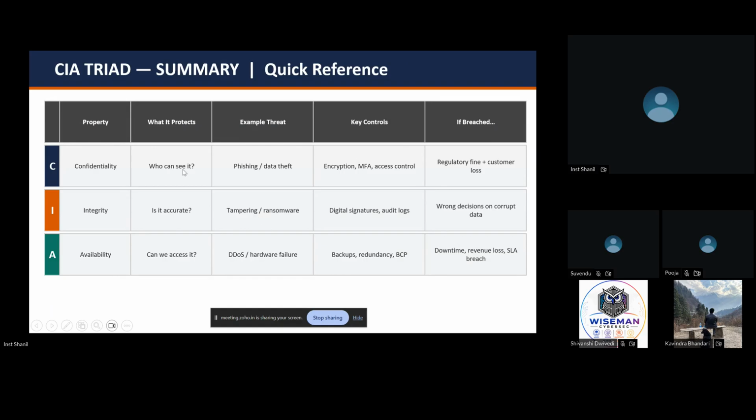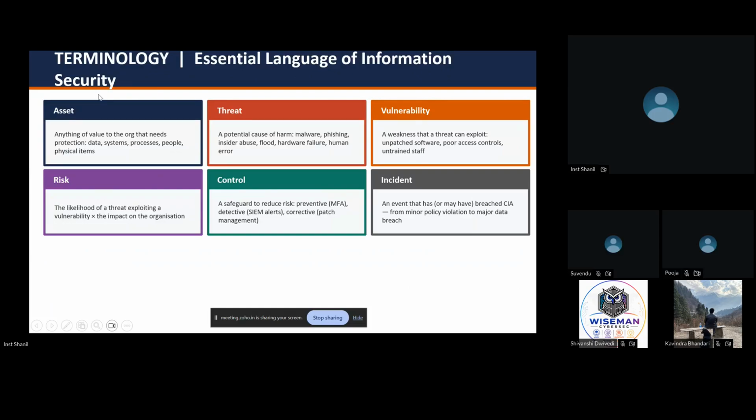Now let's move ahead. So this is just the summary of the CIA triad that we studied. Now come several terminologies, which are the essential language of information security. Throughout all the controls within ISO, you will more often hear these terms: asset, threat, vulnerability, risk, control, incident, all of these. So, what is an asset? As we have already discussed, an information asset is anything of value to the organization that needs to be protected. It can be data, systems, processes, people, or physical items. So those are the assets.